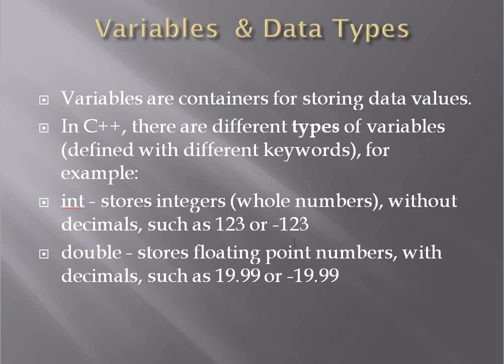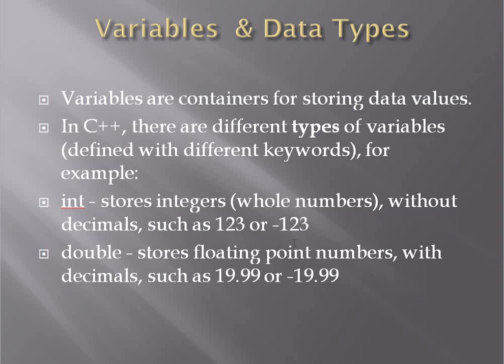Variables and data types, like in the C language. Variables are containers for storing data values. A variable is used to store the value which is taken by the user or programmer. In C++, there are different types of variables with different keywords.